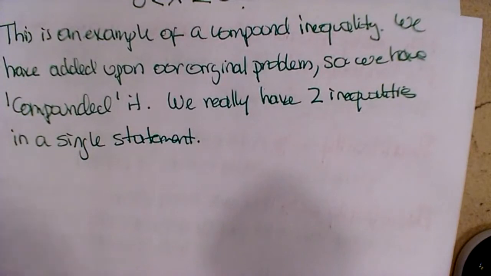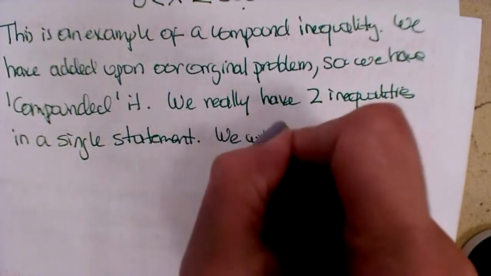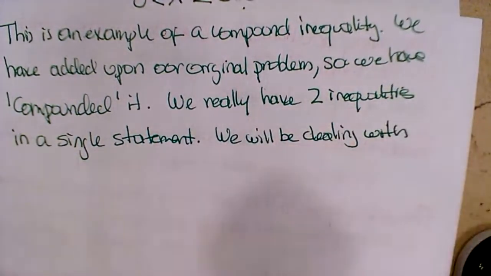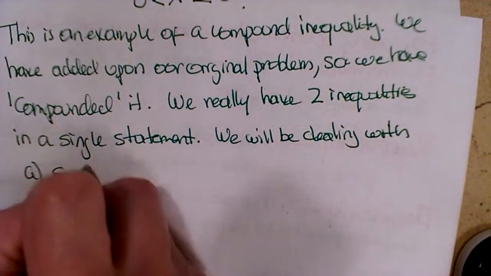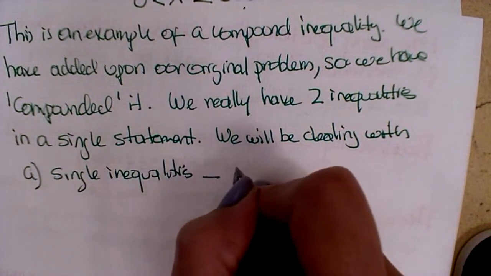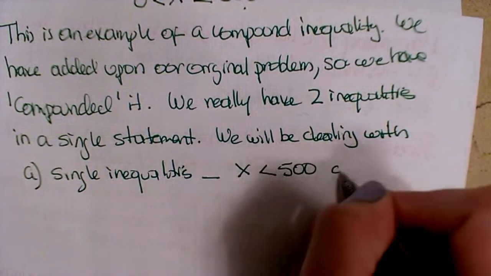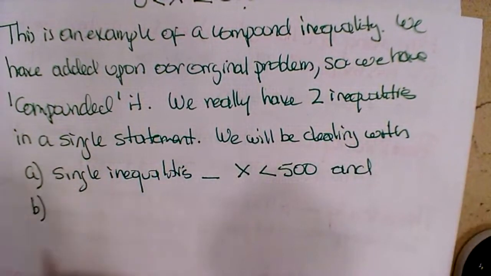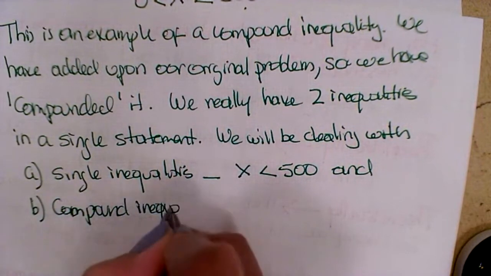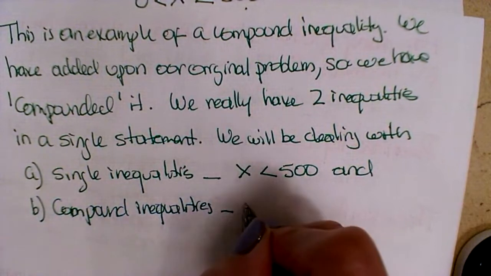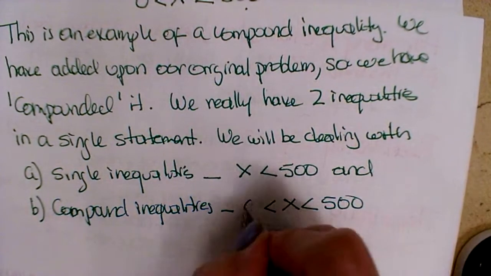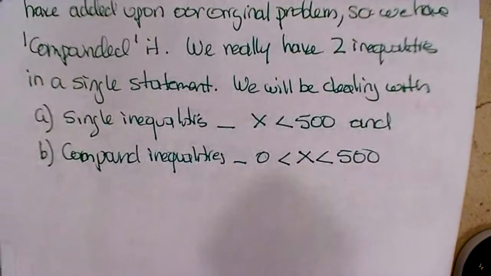So we're going to be dealing with single inequalities, like x less than 500, and compound inequalities, which is where something is less than 5 and greater than 0. All right.